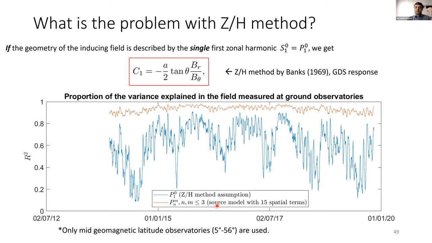And you can see that while for my more realistic source model with 15 terms, I explain almost consistently more than 90% of the variance in the external field, with the model where the source is parameterized with P10, I explain a lot less of the variance, and that varies a lot. There are extended periods in time where I can explain only 20 or even less percent of the variance with this model. So the majority of the observed field is not due to the P10 source. And that's why, if you universally assume that the source is at all times P10, you are mixing the times where your source is indeed dominated by the P10 harmonic with the times where the source is to a large extent not from the P10 harmonic.